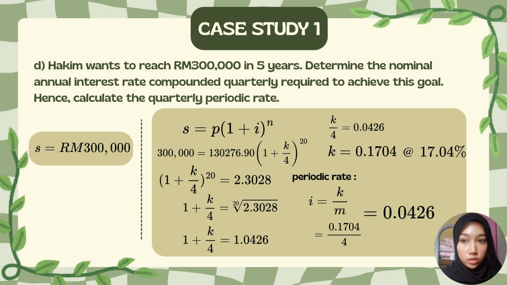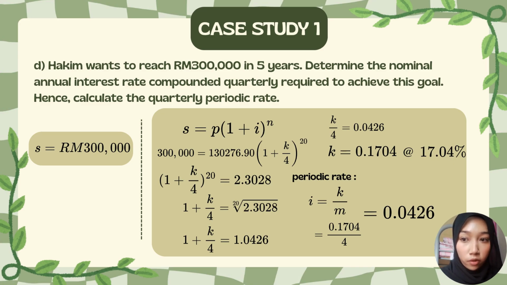Next, I divide both sides by RM130,276.90. After dividing, I get (1 plus k over 4) to the power of 20 equals 2.3028. So now, 1 plus k over 4 equals the 20th root of 2.3028. Then, I get 1 plus k over 4 equals 1.0426.